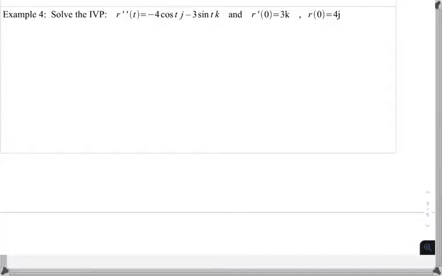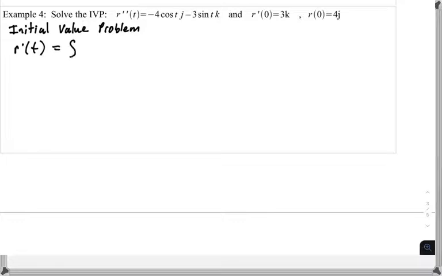Alright, this is the second video on section 3.2, and we're going to look at example number 4. We're going to solve the IVP, where r double prime of t is equal to negative 4 cosine t j minus 3 sine t k, and r prime of 0 is 3k, and r of 0 is equal to 4j. IVP is short for initial value problem, so we're given some initial conditions here. We're given an initial speed of 3k, and an initial position of 4j.